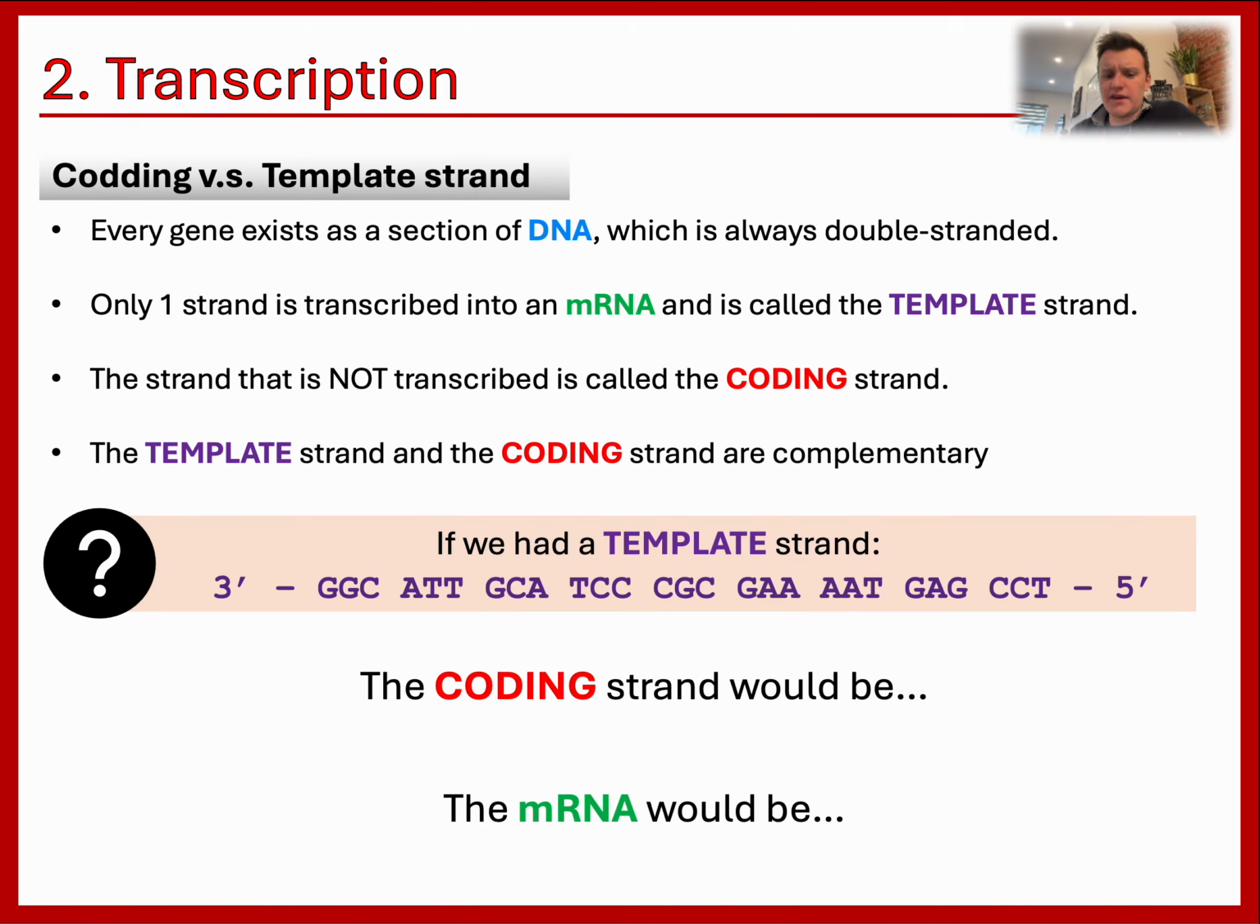So this coding versus template strand, right? Every gene exists as a section of DNA, okay, which is always double-stranded. Only one strand is transcribed into an mRNA, right? And that's called the template strand. So the strand that is not transcribed, right, that one we say is the coding strand. And the template strand and the coding strand, those are going to be complementary, but remember, we don't really care about that.